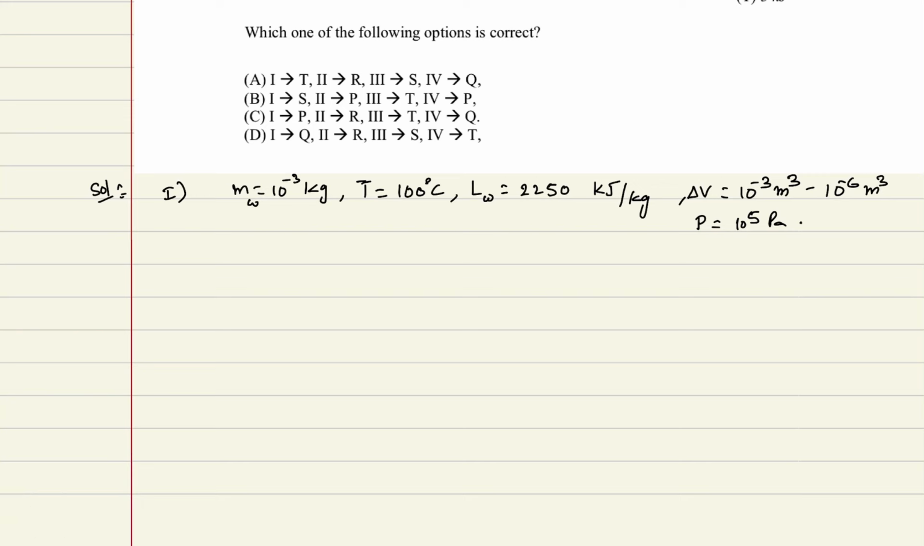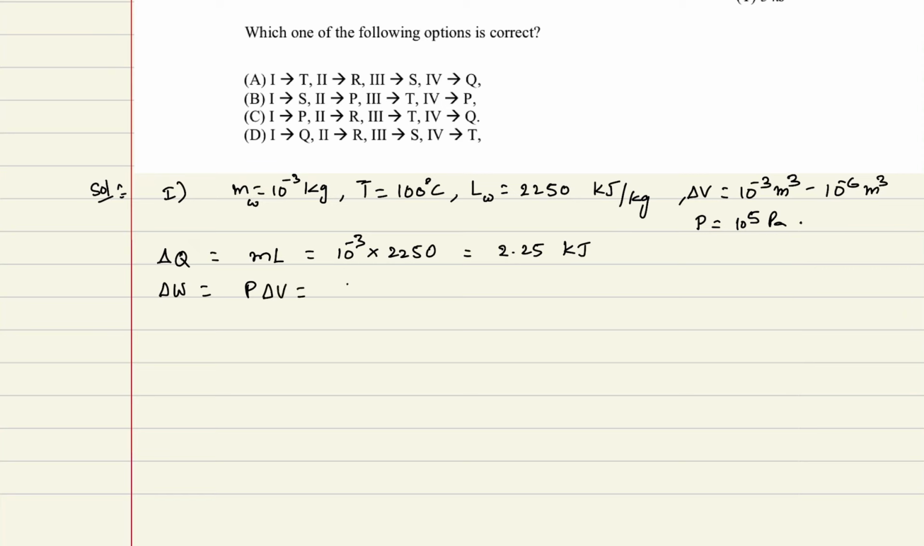Whenever water is converting into steam at the same temperature, you can see that a latent heat process can be observed here. Now you can write the energy due to the process: Q is equal to delta Q, which is M into L. M value is 10 power minus 3, L value is 2250. If you write the value, it is 2.25 kilojoules of energy, and in this case we can see there is a work done. So what is the work done value?